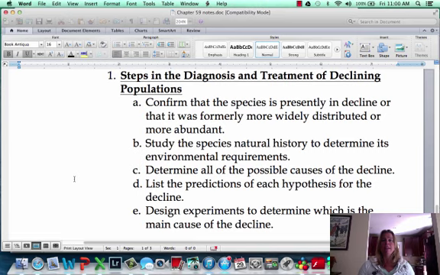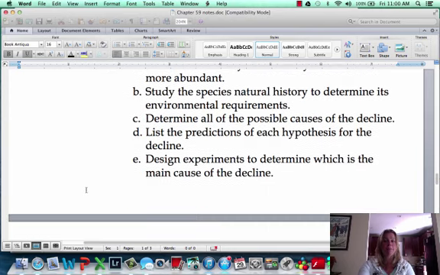Obviously, the first thing is getting that baseline data. So you need to know, are they declining or are they in a much smaller range than they used to be? Then you can't just say, okay, conserve them. You need to know their history. You need to know what are their requirements. Maybe those are some requirements that aren't being met. So then going along with that, you determine the possible causes of the decline. Then you can list predictions for each hypothesis, so maybe it's because of acid rain, maybe it's because of climate change or whatever. Then you can design an experiment to determine what the main cause is.